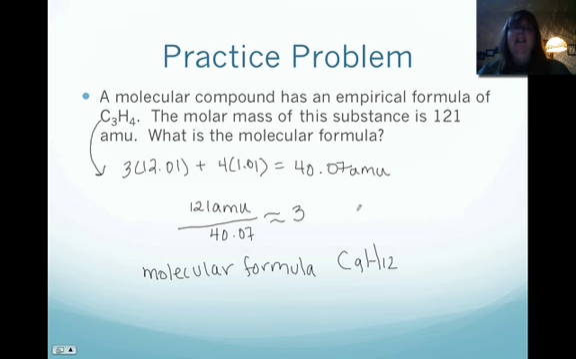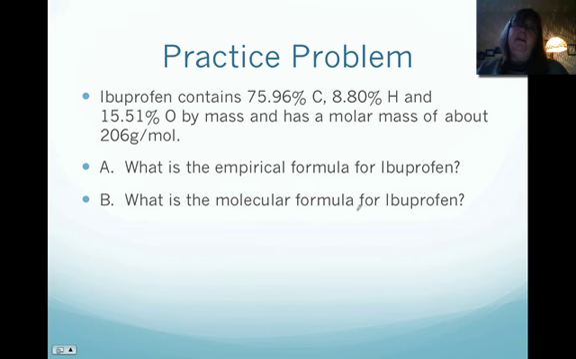All right, now sometimes they don't give you the empirical formula. First you have to figure out the empirical formula, and then from there they'll give you the molar mass, and then you have to use your empirical formula that you came up with. So this is good review.